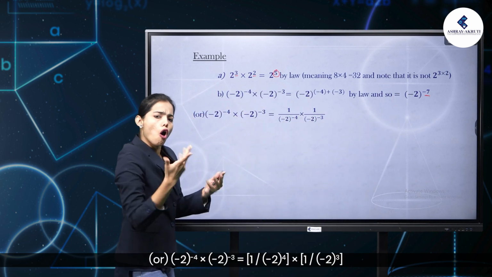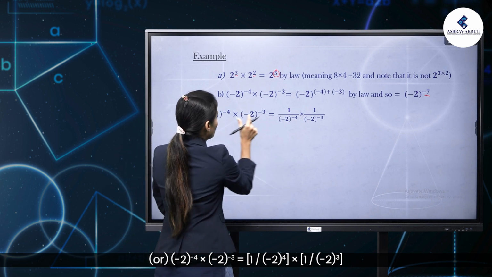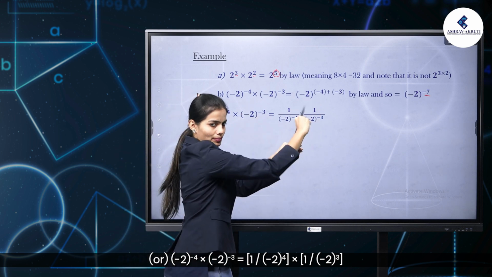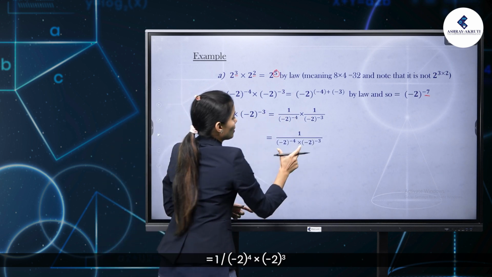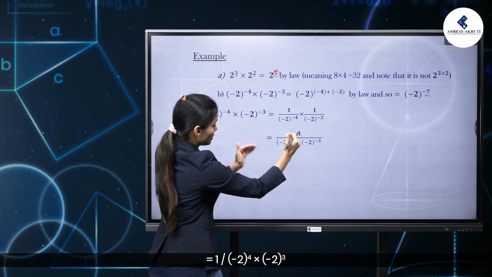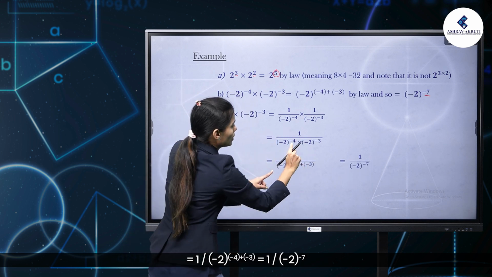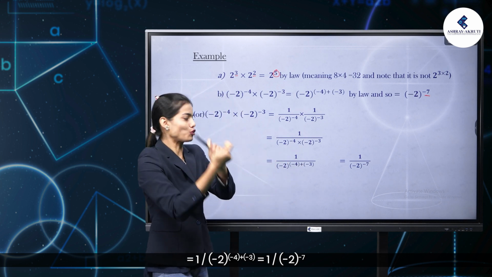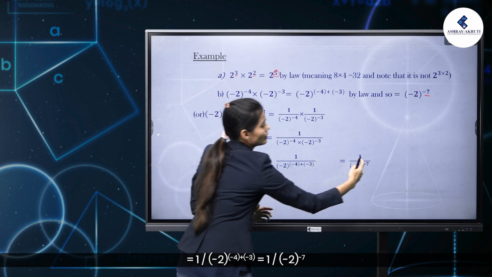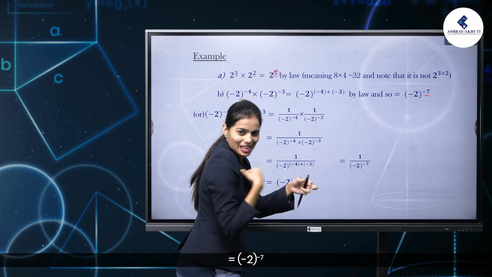Or minus 2 to the power minus 4 into minus 2 to the power minus 3 is equal to 1 by minus 2 to the power 4 into 1 by minus 2 to the power 3, is equal to 1 by minus 2 to the power 4 plus 3, is equal to 1 by minus 2 to the power 7, is equal to minus 2 to the power minus 7.